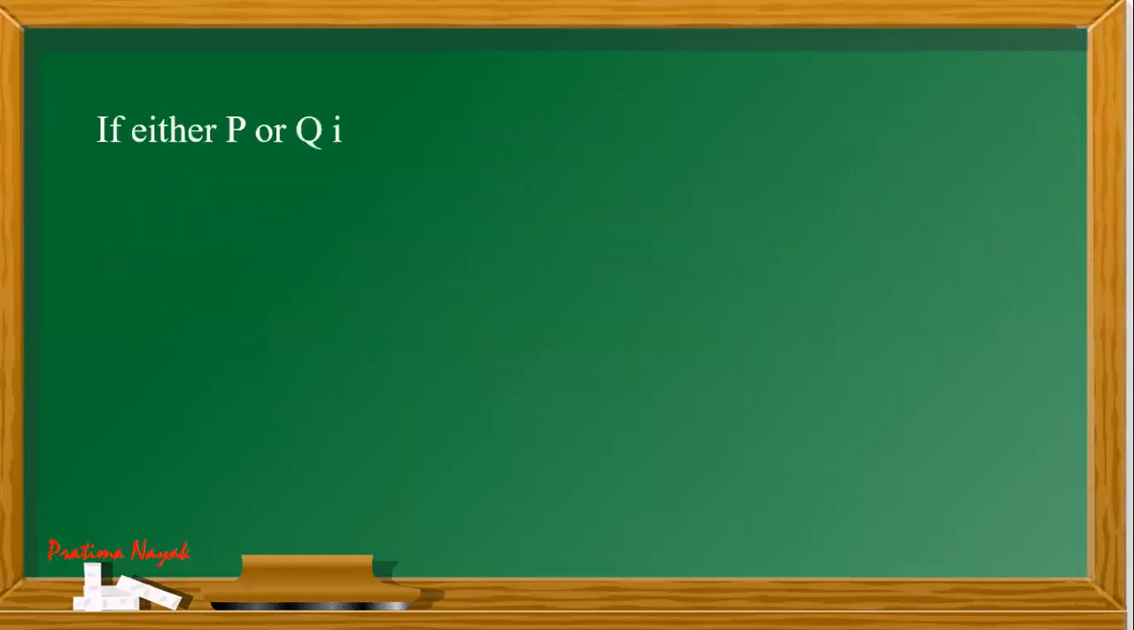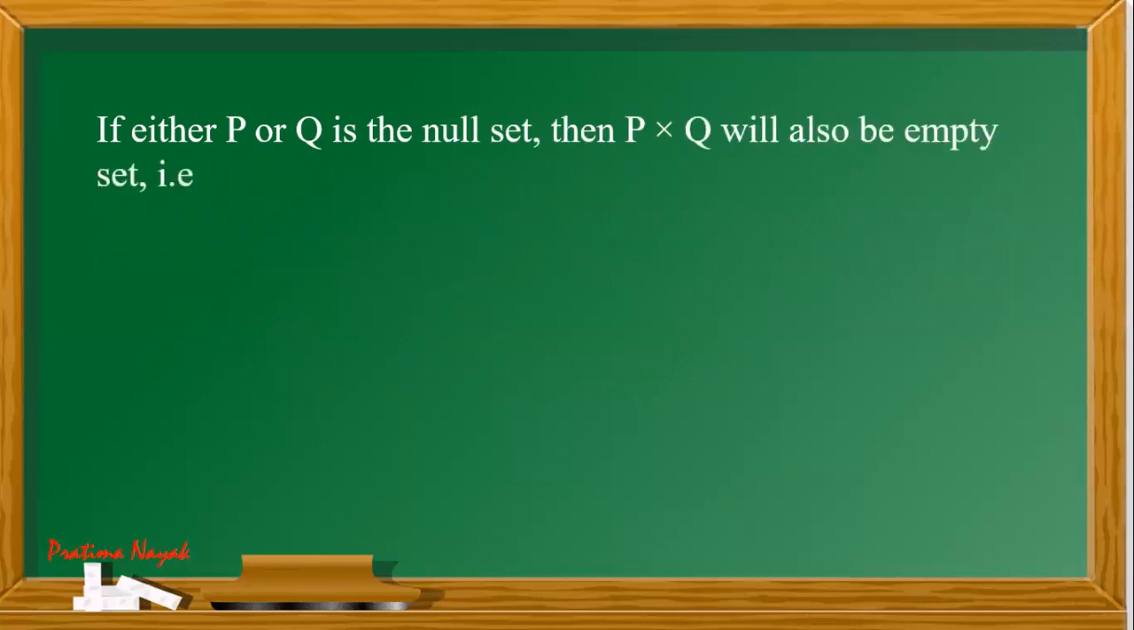Now if either P or Q is the null set, then P cross Q, the Cartesian product of P and Q, will be an empty set. For example, if I take P as a set containing 1, 2 and Q as {5, null set}, then P cross Q will be just {5, null set}.